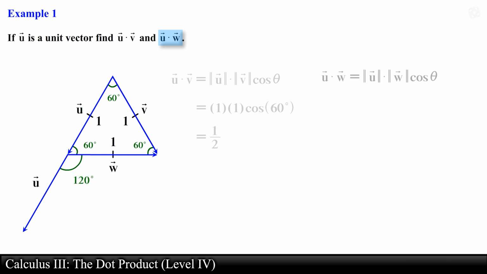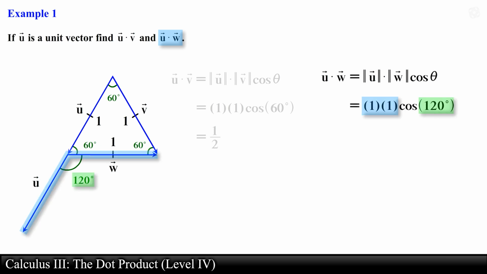Now we go ahead and find the dot product. Substituting these values, we obtain the following expression. Simplifying the expression, we obtain negative 1/2 as our final answer. Let's try the next problem.